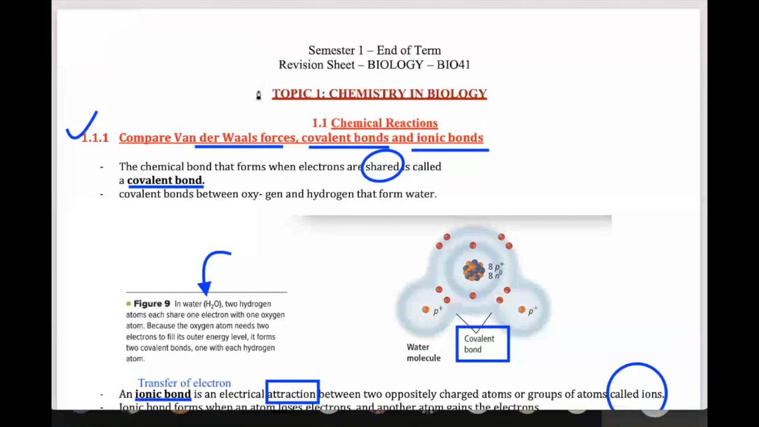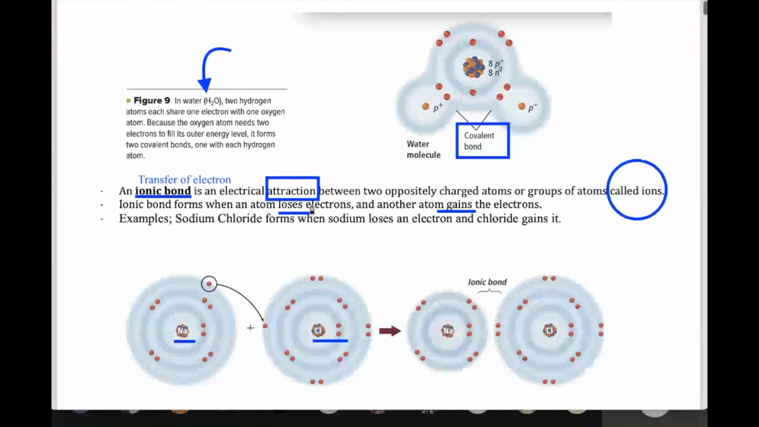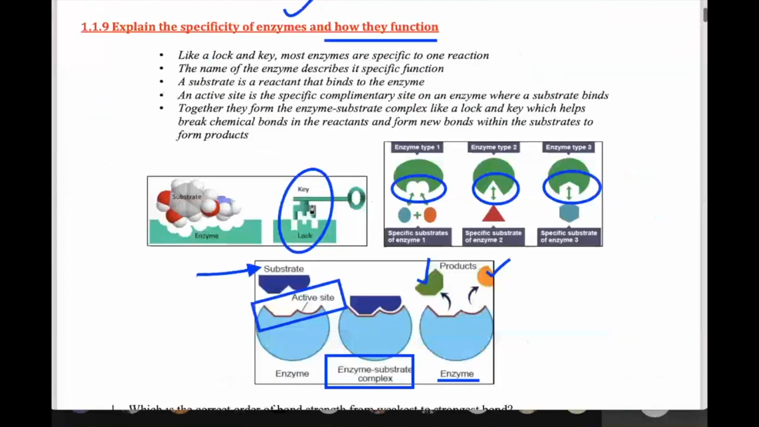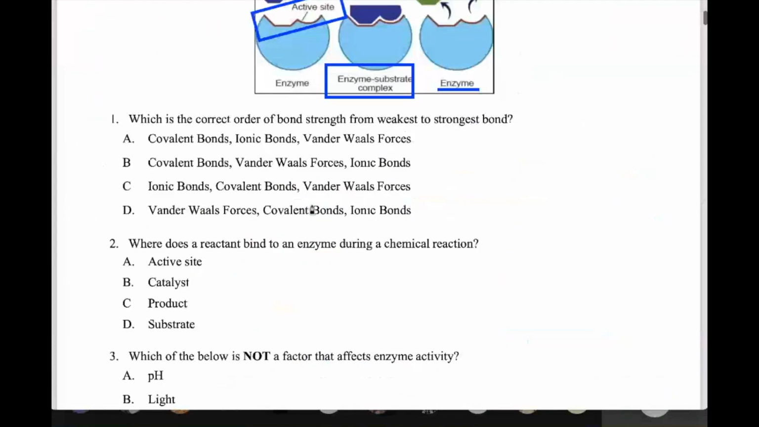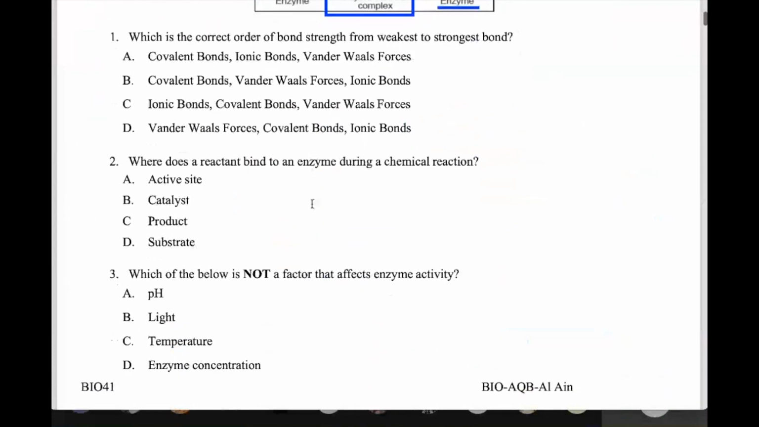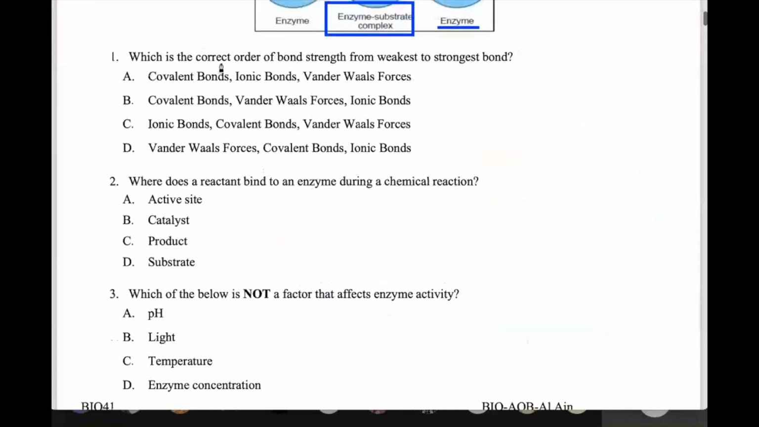I will only revise, boys, the specific KPIs. So let us go to the questions. Now you can participate. First question: which is the correct order of the bond strength from weakest to strongest? Van der Waals force, covalent bond, ionic bond.